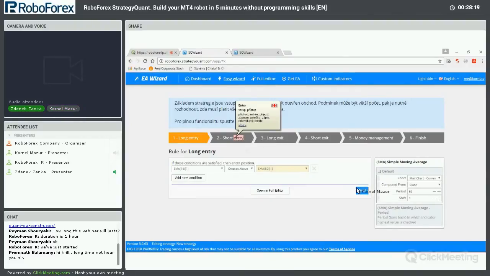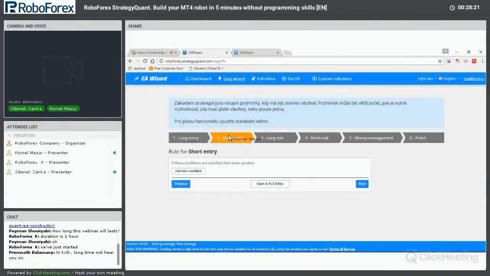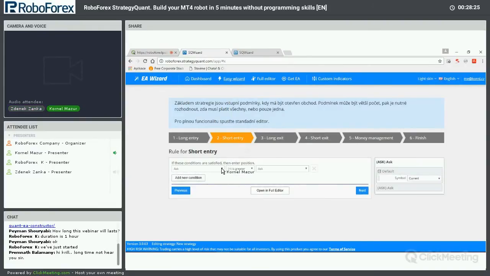The second thing we should do is to define a short position. And a short position is simply the same, but opposite. So once the fast simple moving average will cross below the slower simple moving average with period 50, then open the short entry. And so continue to another.